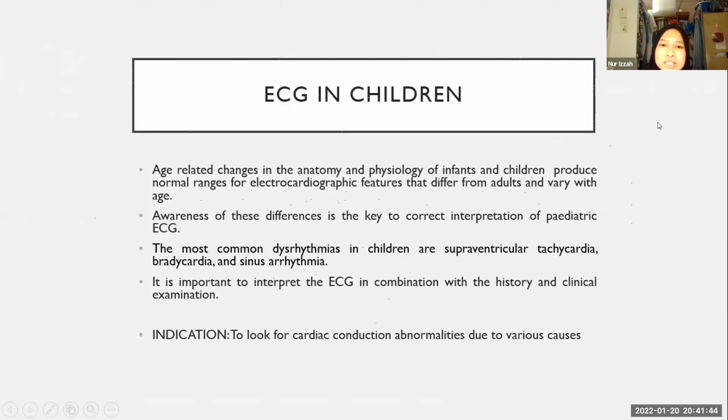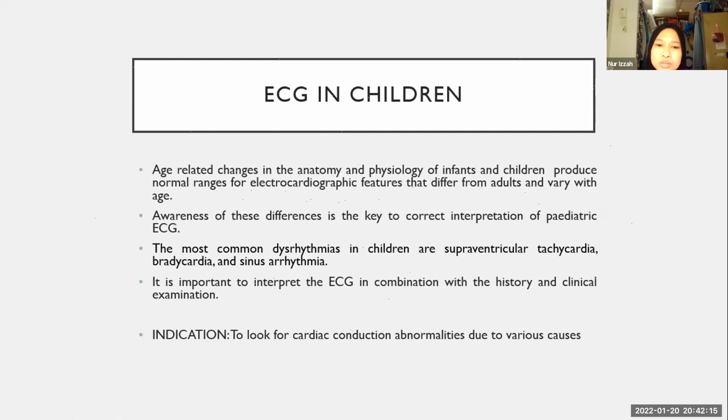For ECG in children, it's important for us to know the age-related changes in the anatomy and physiology of infants and children, because these are the changes that we can see between children and adults. So awareness of these differences is the key to correct interpretation of the pediatric ECG. The most common arrhythmias in children that we can see are bradycardia and also sinus arrhythmia.